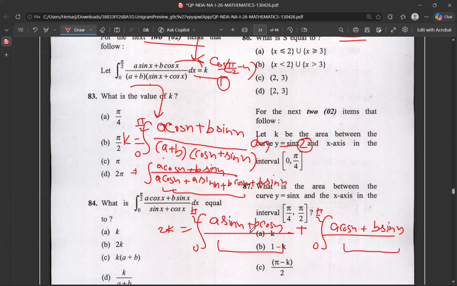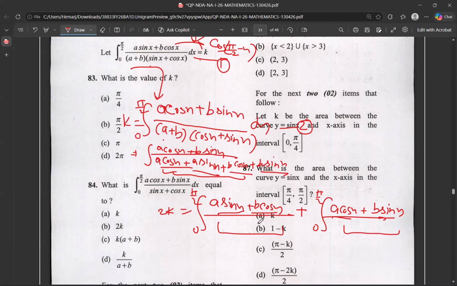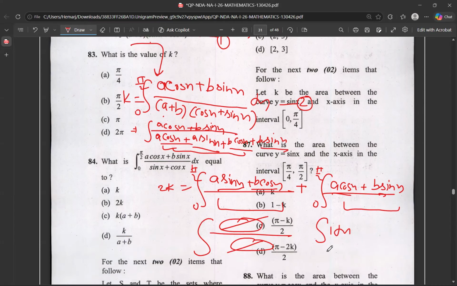So if you combine this and this, a sin x, a cos x, b cos x, b sin x. When you add these two, you will see that the numerator is exactly equal to denominator. That is why they will cancel out each other. It will become 1 dx. And the integration of 1 will be x. But don't forget to put the limit, that is 0 to pi by 2.